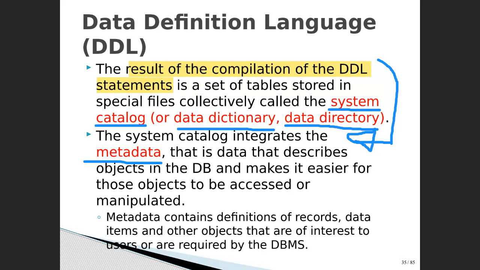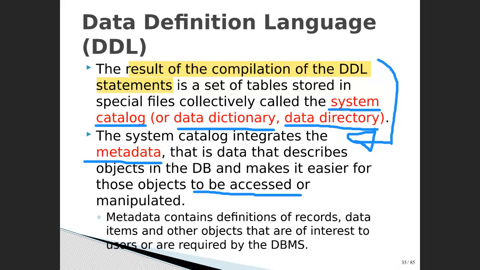So this system catalog is actually a set of tables resulting from the compilation process of the DDL statements. All right. Now, data will be more clearly described within the data dictionary or data directory, and it makes it easier to be accessed or manipulated.